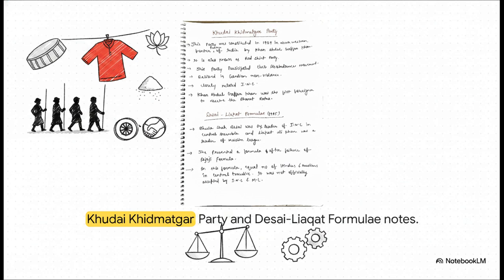In the notes, we see movements like the Khudai Khidmatgar, also known as the Red Shirt Party. Constituted in 1929 in the North-West Frontier Province by Khan Abdul Ghaffar Khan, this party was deeply involved in the civil disobedience movement. And what's really incredible is that despite the wildly turbulent era, they believed deeply in Gandhian nonviolence and maintained very close ties to the Indian National Congress.